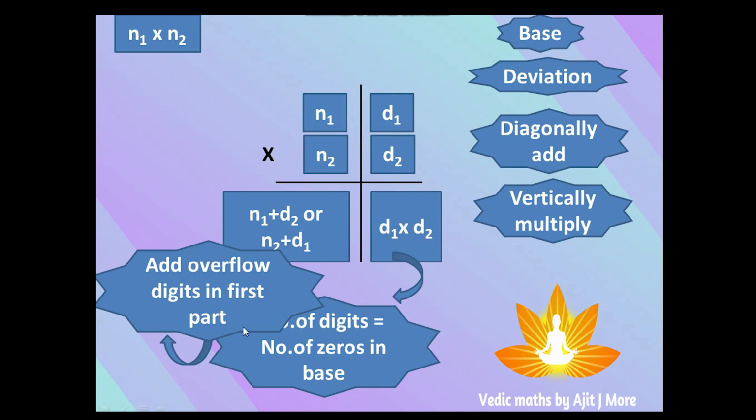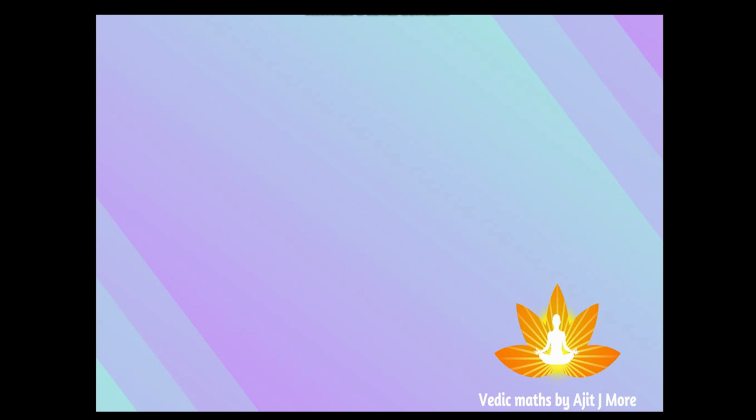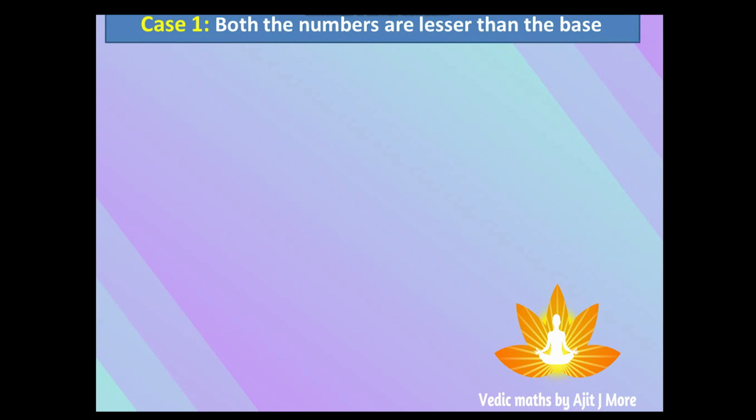You just have to remember: find out the deviation. The first part is crosswise addition and the second part is vertical multiplication. So let's see one example so that you'll understand this principle very easily. We'll take the first case, where both the numbers are lesser than the base. We will discuss the second and the third case also.